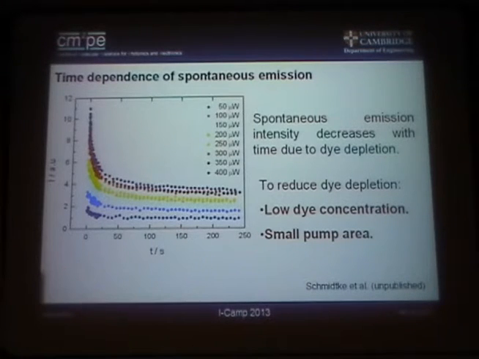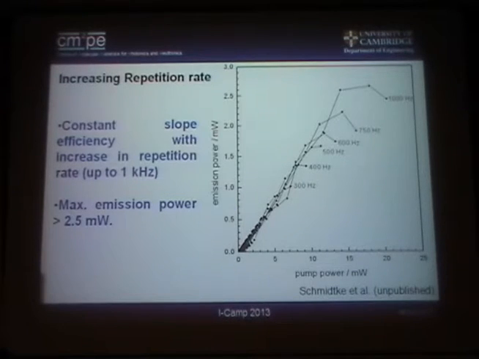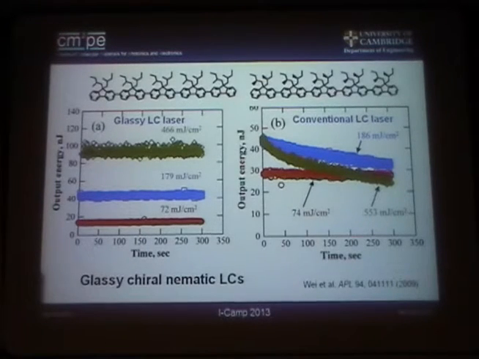When we looked at just the spontaneous emission itself, not lasing at all, you see the same sort of behaviour. It was really understood in terms of a dye depletion effect, and our conclusions were that if you could reduce the concentration and make the pump area smaller, you could reduce that dye depletion. And that made a big effect. So now, rather than getting to 20 Hz and the system keeling over, we could suddenly reach 500 or 1,000 Hz, and we're just limited here by the pump source that we have, without any change in the slope efficiency. So you could run at a kilohertz quite happily for hours without any degradation in the performance, just by changing the properties of the dye and the efficiency.